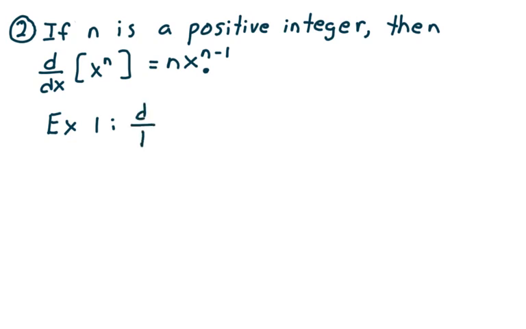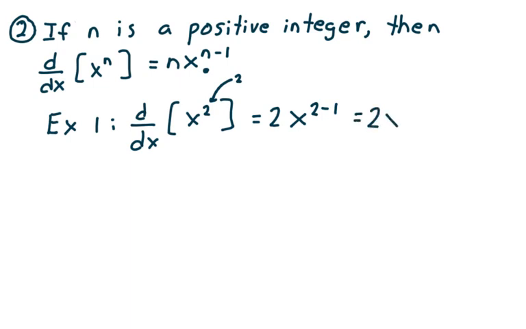Suppose I had the derivative with respect to x of x squared. So I'm going to take the derivative of x squared with respect to x. In this example, n is 2. And so I'm going to write this as 2x raised to the 2 minus 1. But 2 minus 1 is equal to 1. So this is 2x to the first power, which is 2x.